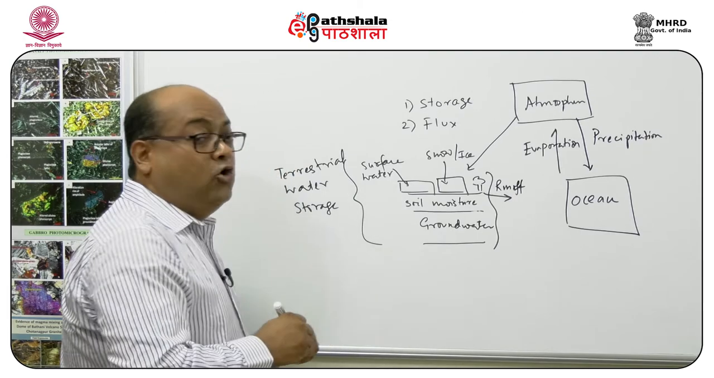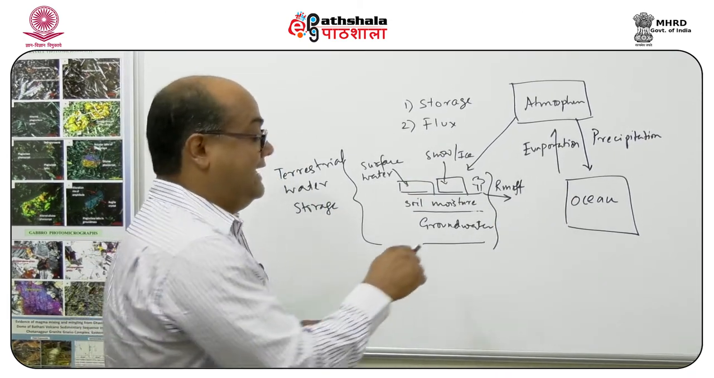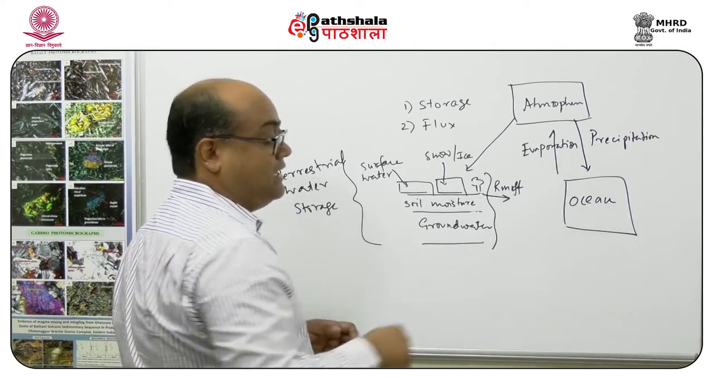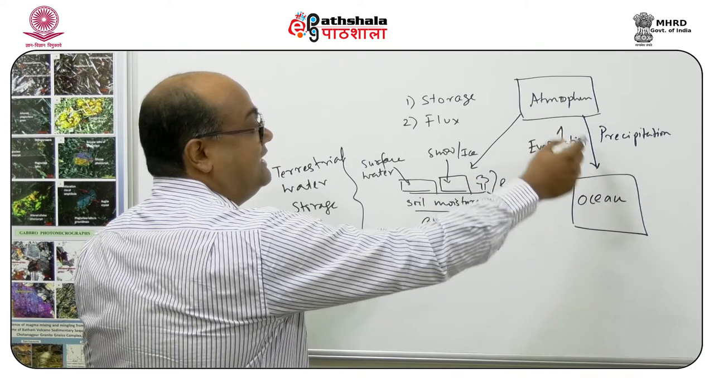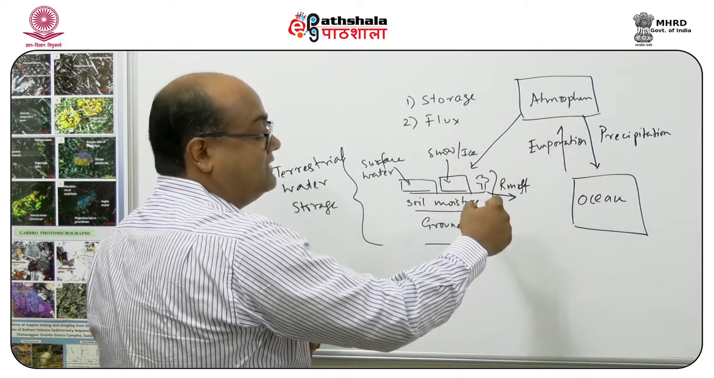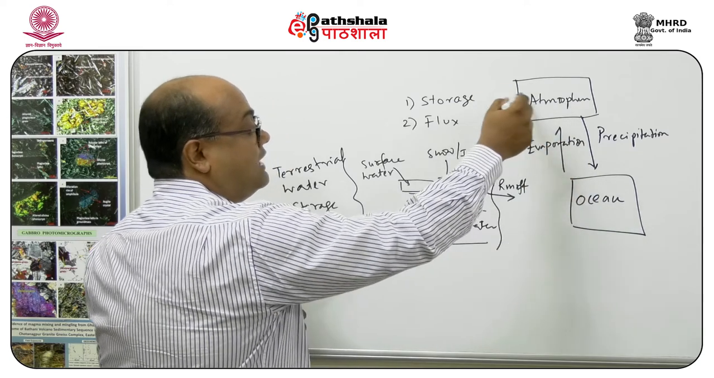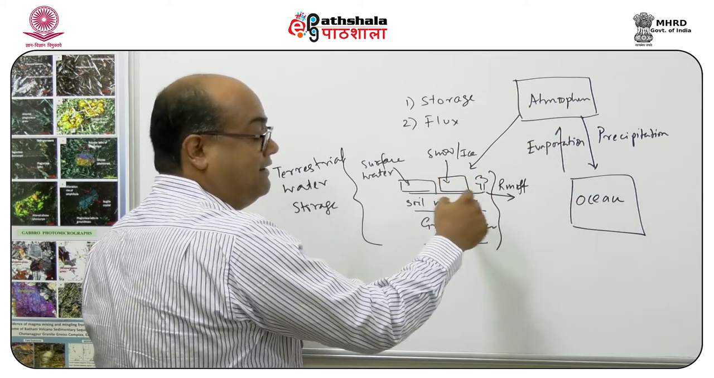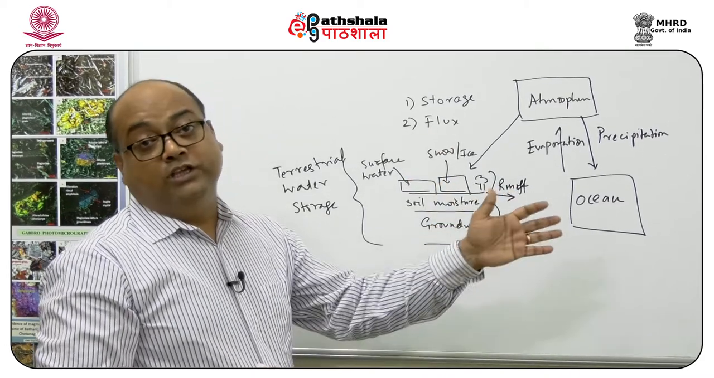So if we see a global picture, we can see that there are three main storage components. One is the land, another is the atmosphere, another is the ocean. And we can see here that the water is basically getting cycled like this. That means water evaporates from the ocean, forms clouds, falls as rain, and then some of the water percolates, some of it runs off into the ocean.